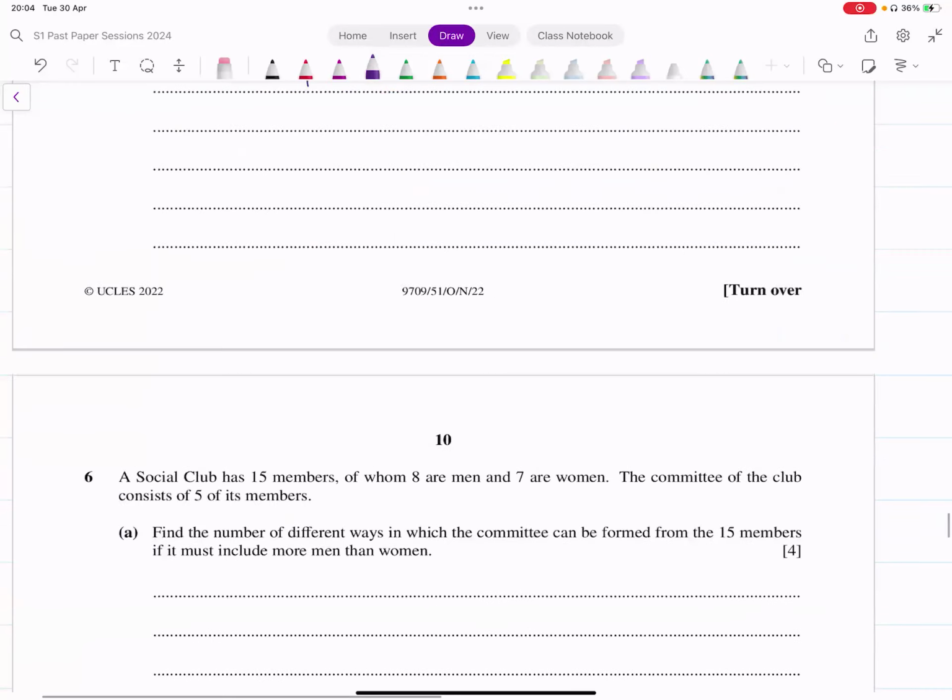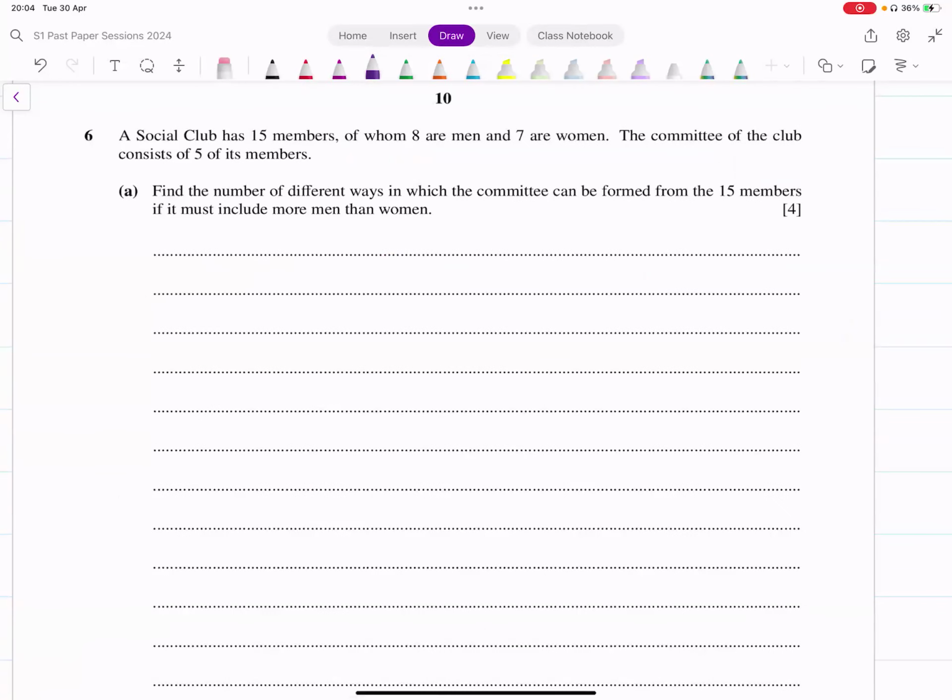All right. Now let's look at the next one. The next question that you've asked about is question number 6. Let's have a look at this now. Question number 6 from this paper. It says a social club has 15 members, of whom 8 are men and 7 are women. The committee of the club consists of 5 of its members. Find the number of ways in which the committee can be formed from the 15 members if it must include more men than women.